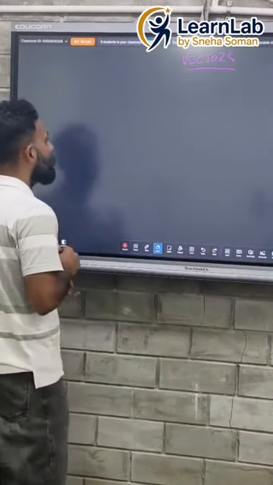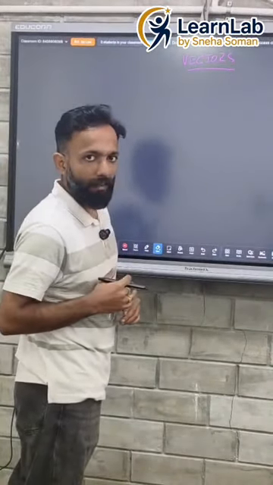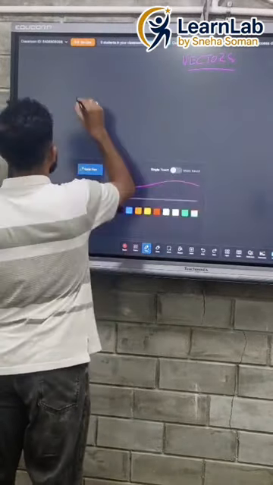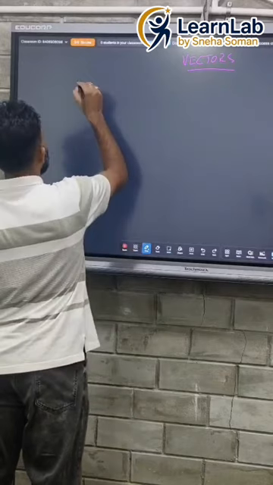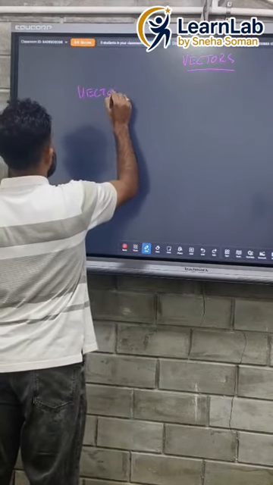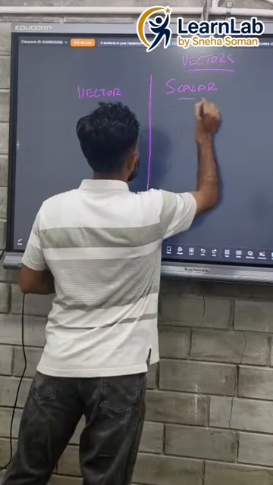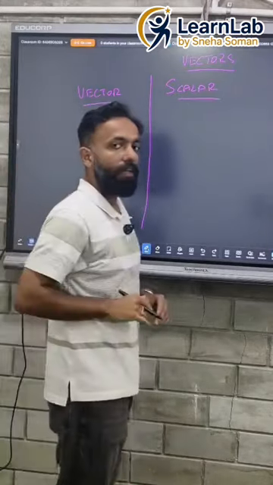So in order to understand what vectors are, I will state two terms. One is vector itself, and another one is scalar. We'll draw a comparison between these two terms. So let's discuss scalar first.